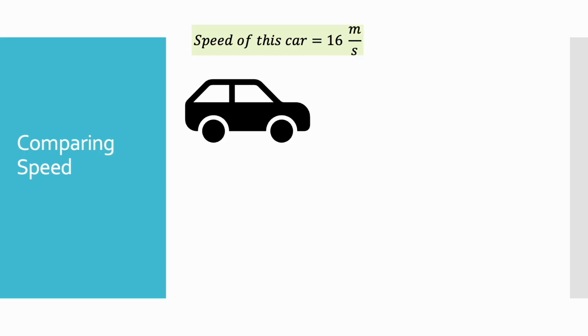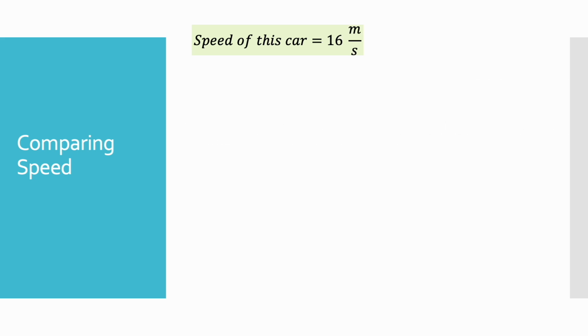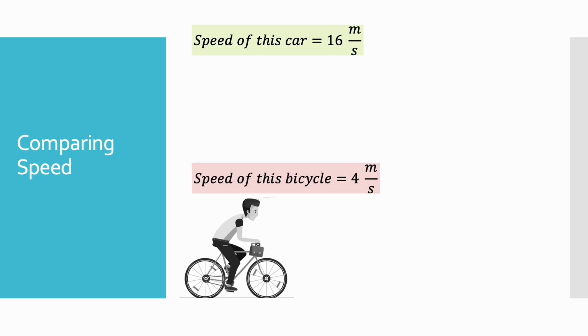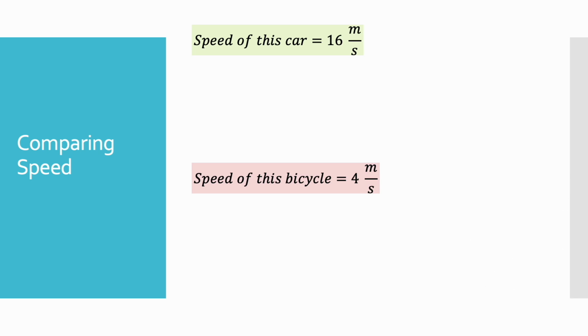Now let's compare the speed of different objects. Take this example. The speed of the car is 16 meters per second. That means the car covers 16 meters every second. In contrast, the speed of the bicycle is only 4 meters per second. That tells us that this bicycle is slower. It only covers 4 meters in the same amount of time.